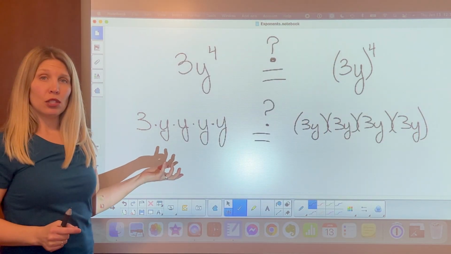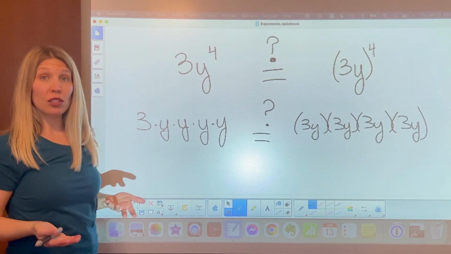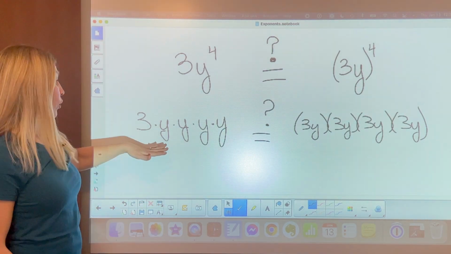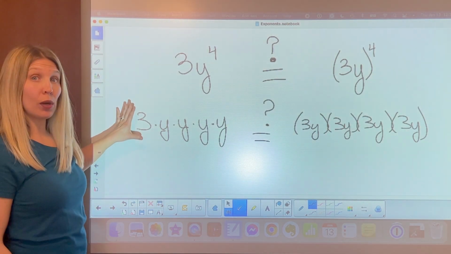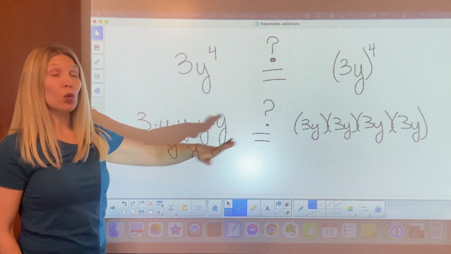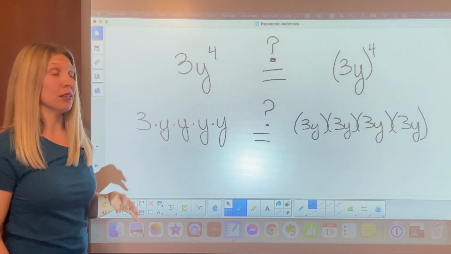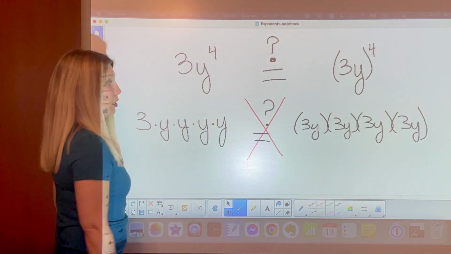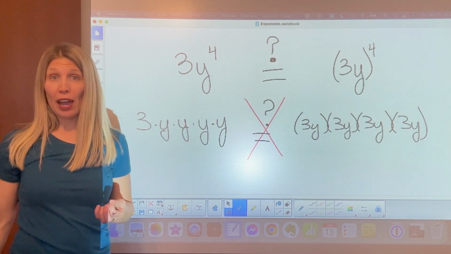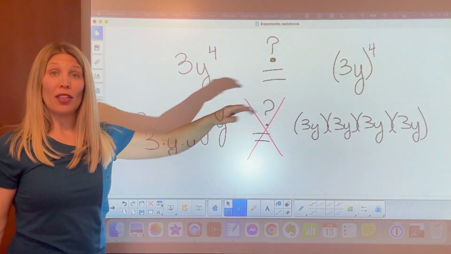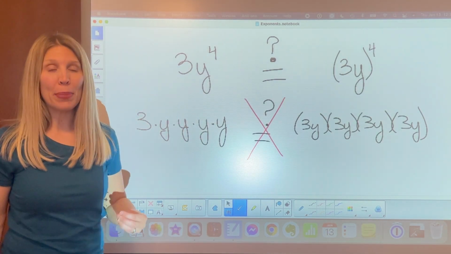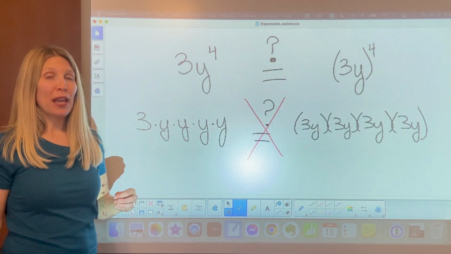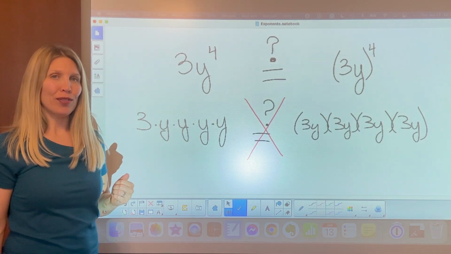So as you look at these two sides and you decide, are these two things equal? Over here you only have one 3 on the left-hand side. And on the right-hand side, you have four 3's. So these two things are not going to be equal. So the thing you have to remember is that your parentheses matter big time. So make sure you're paying attention to this when we solve these problems.